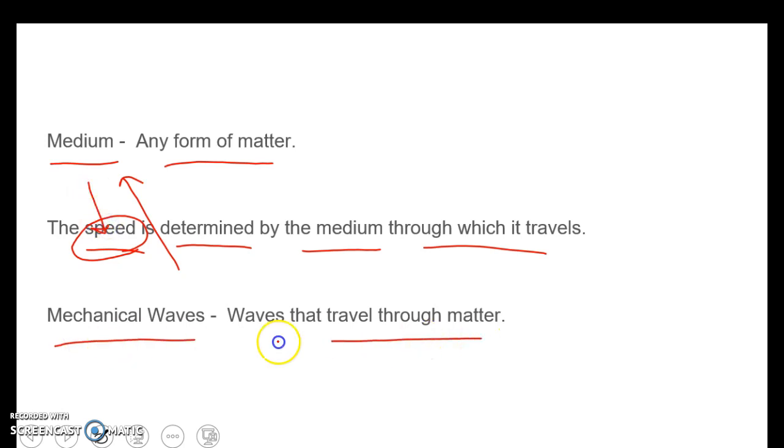Mechanical waves are waves that travel through matter. So waves that need a medium to travel through are mechanical waves. Sound waves need to have air or something to vibrate to transport the waves. But light waves, on the other hand, travel through space. And in space, light waves travel, but there's no medium in space. It's empty. So therefore, they're not mechanical waves. So light's not a mechanical wave, but sound is. No sound in space.